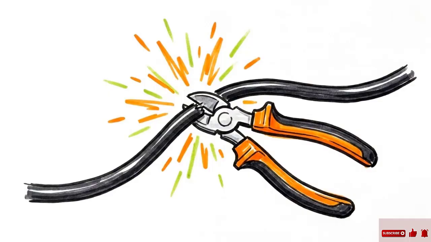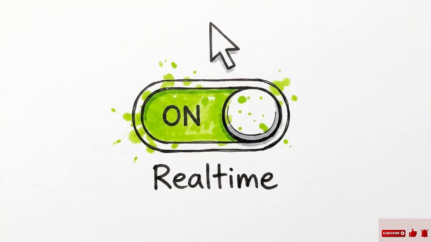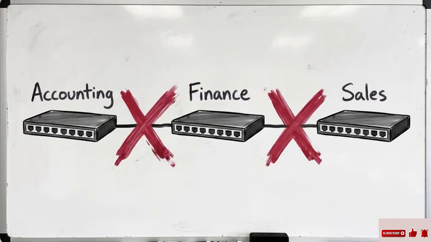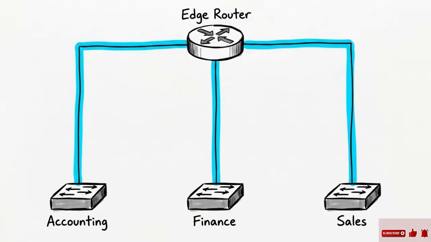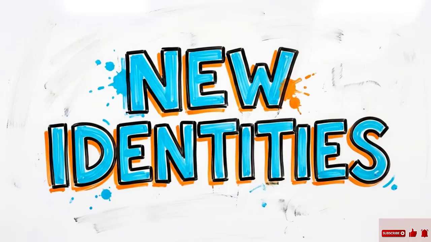To stop the flooding, we have to break the lateral connections between these departments. Switch your workspace back to real-time mode so we can make physical changes. Select the copper straight-through cables connecting the accounting switch to the finance switch and finance to sales and delete them. Instead of daisy-chaining them, draw a new cable from each department switch straight up into an available gigabit Ethernet port on the edge router. The hardware paths are now separated, but the computers still think they belong to a single group. We need to assign them new IP addresses to logically divide them.